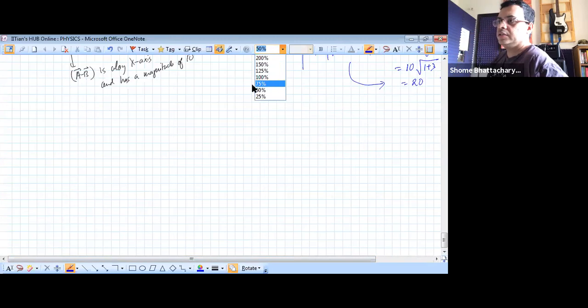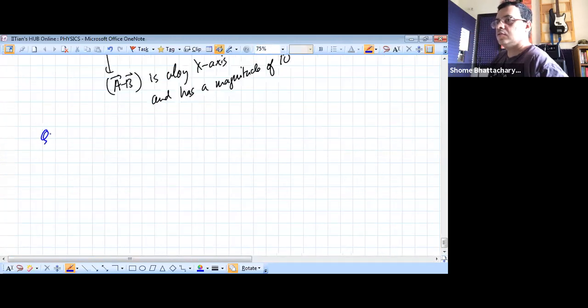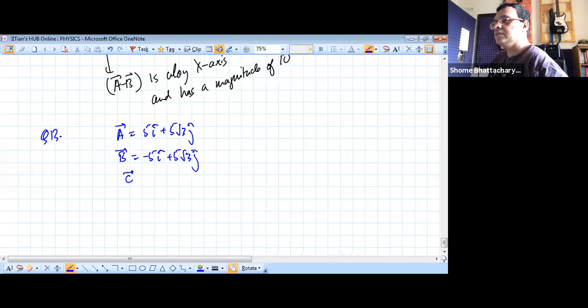So in question 13, you have to check out each of the options. Given that you know the vector E is 5 I cap plus 5 root 3 j cap. The vector B was minus 5 I cap plus 5 root 3 j cap, and the vector C was 10 I cap. Okay. So now you can see that option A, you are having E minus B plus C.